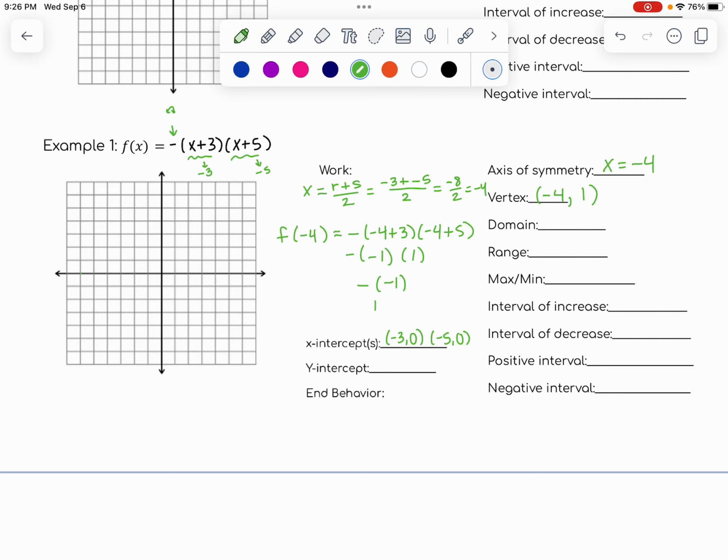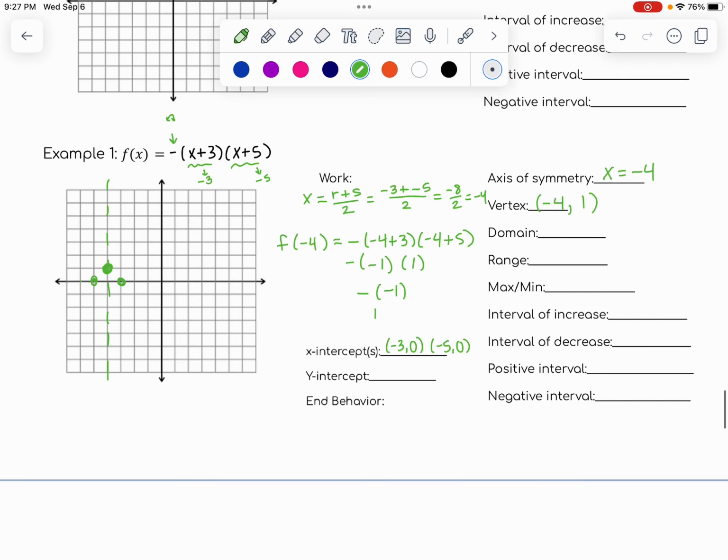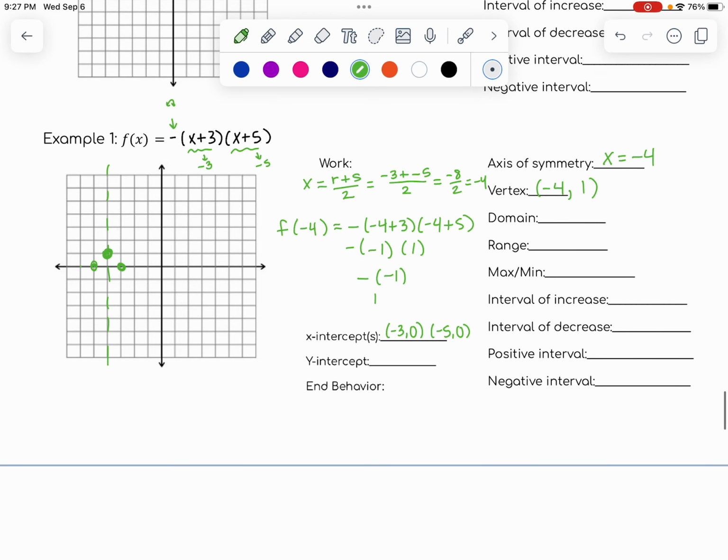I'm going to start with the axis of symmetry. Then I'm going to plot the vertex at negative 4, 1. And then I'll plot the x-intercepts at negative 5, 0 and negative 3, 0. Now you could choose to find one more point if you would like, but right now that's enough points that I can draw the graph.